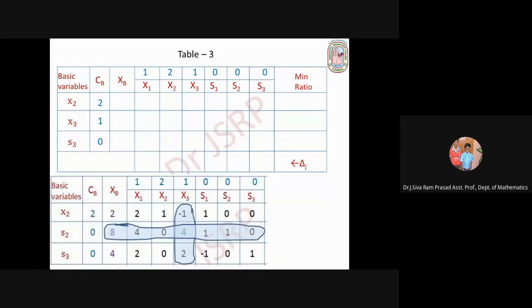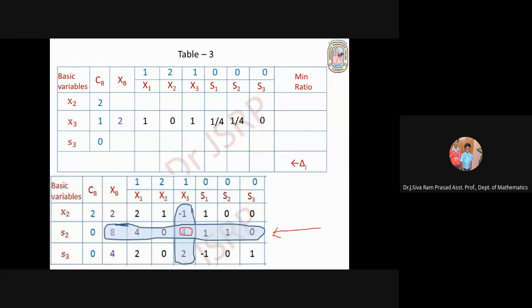Next, how do you fill the new table? First divide pivot row by pivot element. What is pivot row here? This is pivot row, second row. Pivot element is intersection point of pivot row and column. So divide second row by 4 and write in second row in the new table. So 8 by 4, 2, 4 by 4, 1, 0 by 4, 0, 4 by 4, 1, 1 by 4, 1 by 4, 0 by 4, 0.